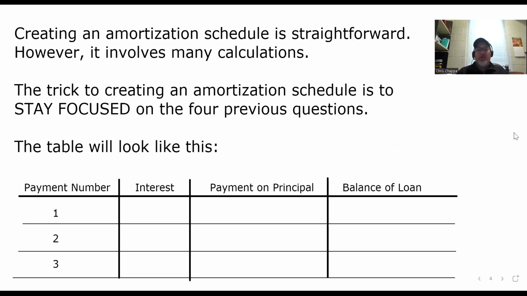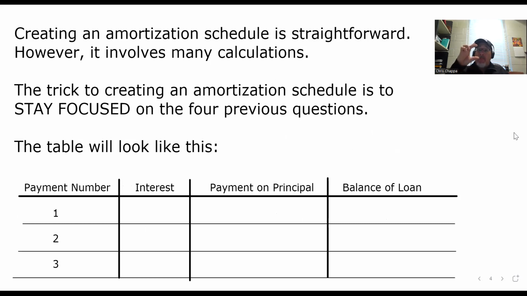The results are going to be summarized in what's called an amortization schedule, and the table will look like this. You'll have a column that represents which payment number you are. This is usually the month that you're into the loan. So what you see here is first month, second month, third month. The second column is going to represent how much interest was accumulated during that time period. Now, each time period will be the same.